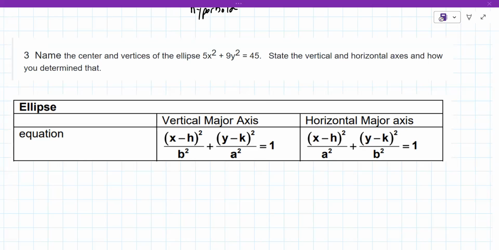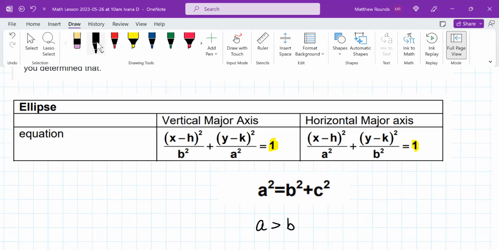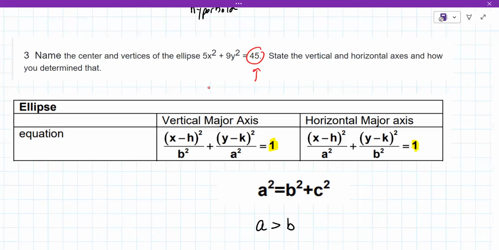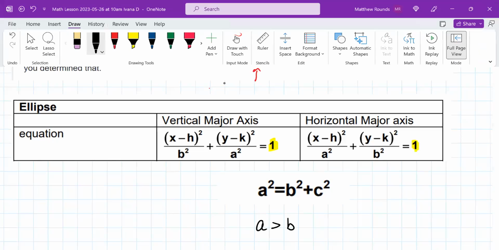So the answer is the ellipse has this relationship where a squared equals b squared plus c squared. And you're like, well, that still isn't very helpful. Here's where it is helpful. A is greater than B. The other thing you should notice is that in both of these equations, there's a 1 there. And in your equation, you don't have a 1, you have a 45. So we need to manipulate this equation a little bit.